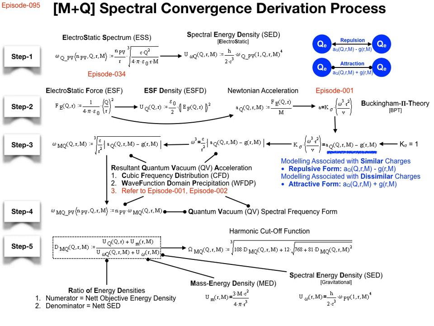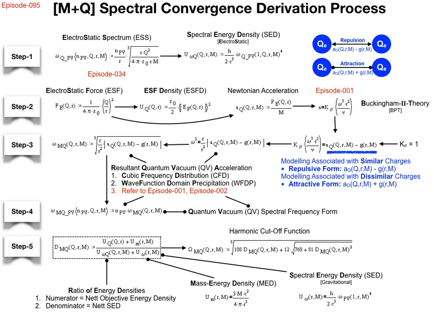Step 2 involves two parts. The first part derives the electrostatic force density. The second part relates the electrostatic force to Newtonian acceleration via Buckingham pi theory. Please review episode 1 before continuing. Step 3 converts the resultant quantum vacuum acceleration arising from electrostatic and gravitational forces into a cubic frequency distribution utilizing Buckingham pi theory. Step 4 quantizes the output from Step 3 into quantum vacuum spectral frequency form whilst obeying Fourier harmonics. Step 5 defines the ratio of energy densities for utilisation in the harmonic cutoff function.